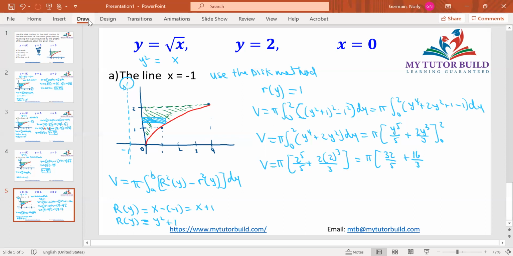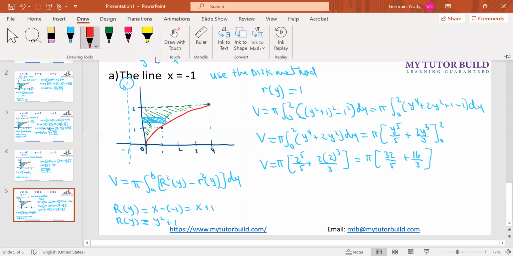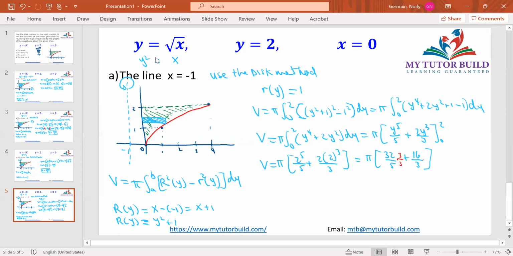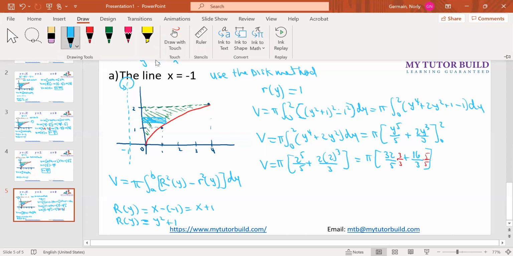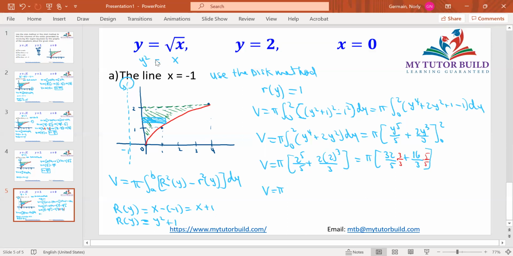Again, we end up looking for the same denominator. The denominators are 5 and 3, so the common denominator would definitely be 15. So we multiply by 3 over 3, and by 5 over 5. V would be 3 times 32 is 96 over 15, plus 5 times 16 is 80 over 15.